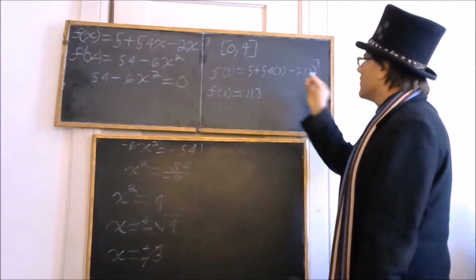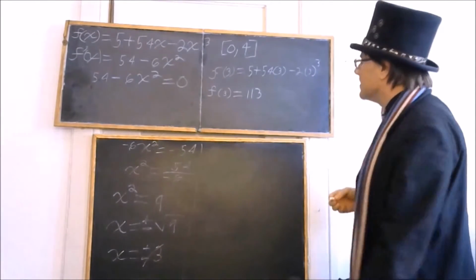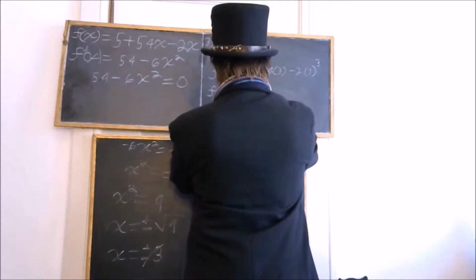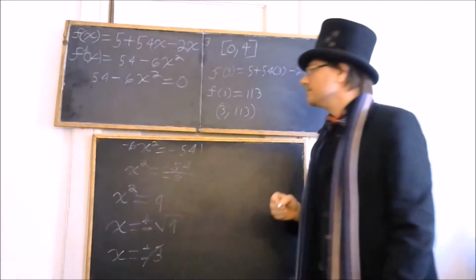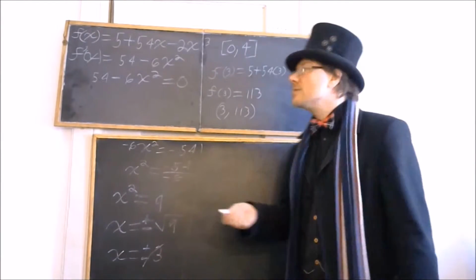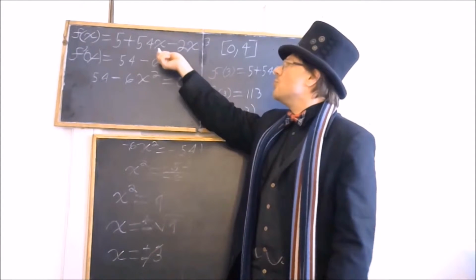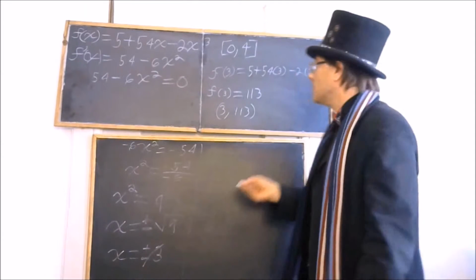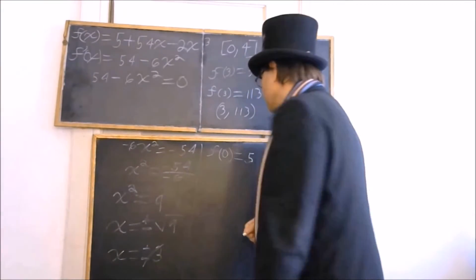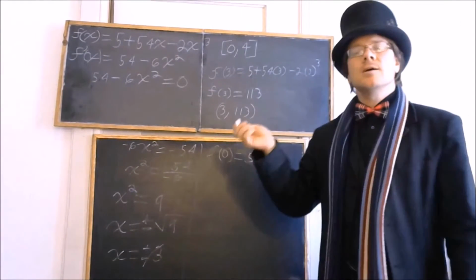Here we are. So when we plug the 3 into the original function, what we get is f of 3 equals 113. So one of the points on the graph will be (3, 113). And so the next thing we need to do is plug the 0 into the original function, and obviously the 0 will eradicate everything but the 5, so all we're left with is the 5. Next we will plug the 4 in.